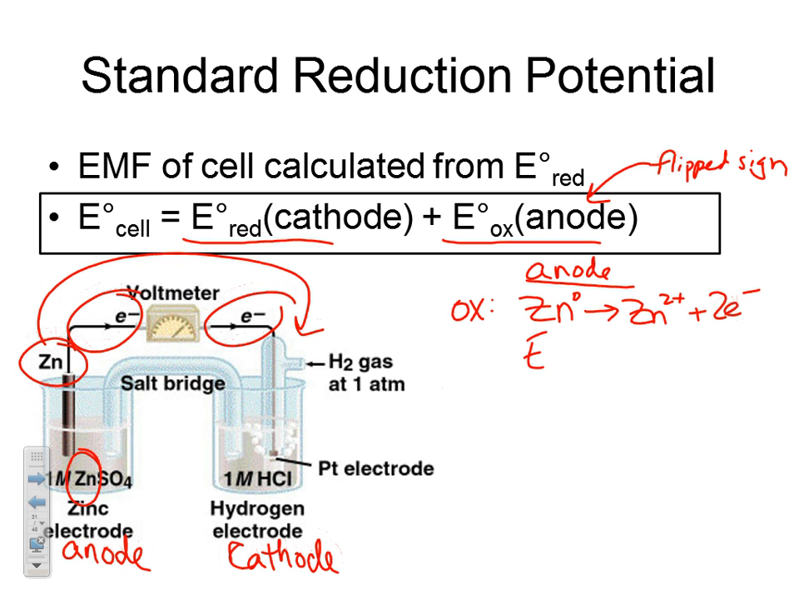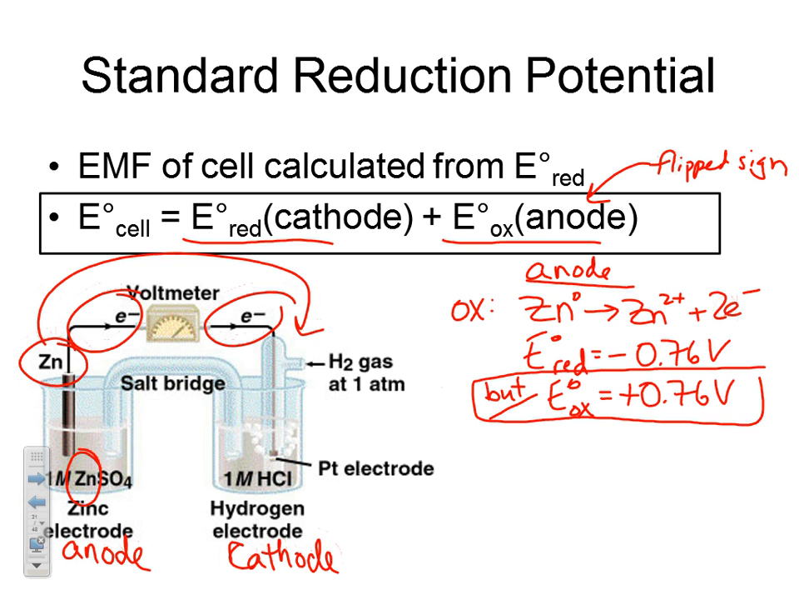So the E red for this half reaction is minus 0.76 volts, but this is E-ox, right? We're flipping this around. So the E-ox value for this half reaction is actually just positive 0.76 volts. And that's the one that we're going to be using. So we looked up the minus 0.76 because it's a list of reduction, but we know that this is oxidation, so we're going to use the 0.76.